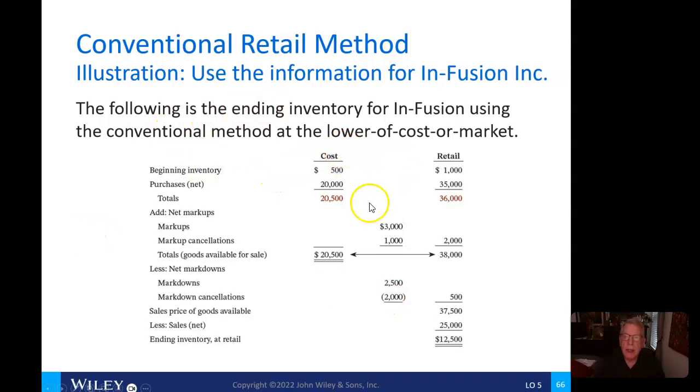Now, the following is the ending inventory for Infusion using the conventional method at the lower of cost or market. Here are our totals, $20,500 for cost and $36,000 retail. And we make an adjustment here for markups, $2,000, we get to $38,000, and we back out our net markdown of $500, which gives us $37,500. We subtract the net sales, and we get our ending inventory at retail of $12,500.